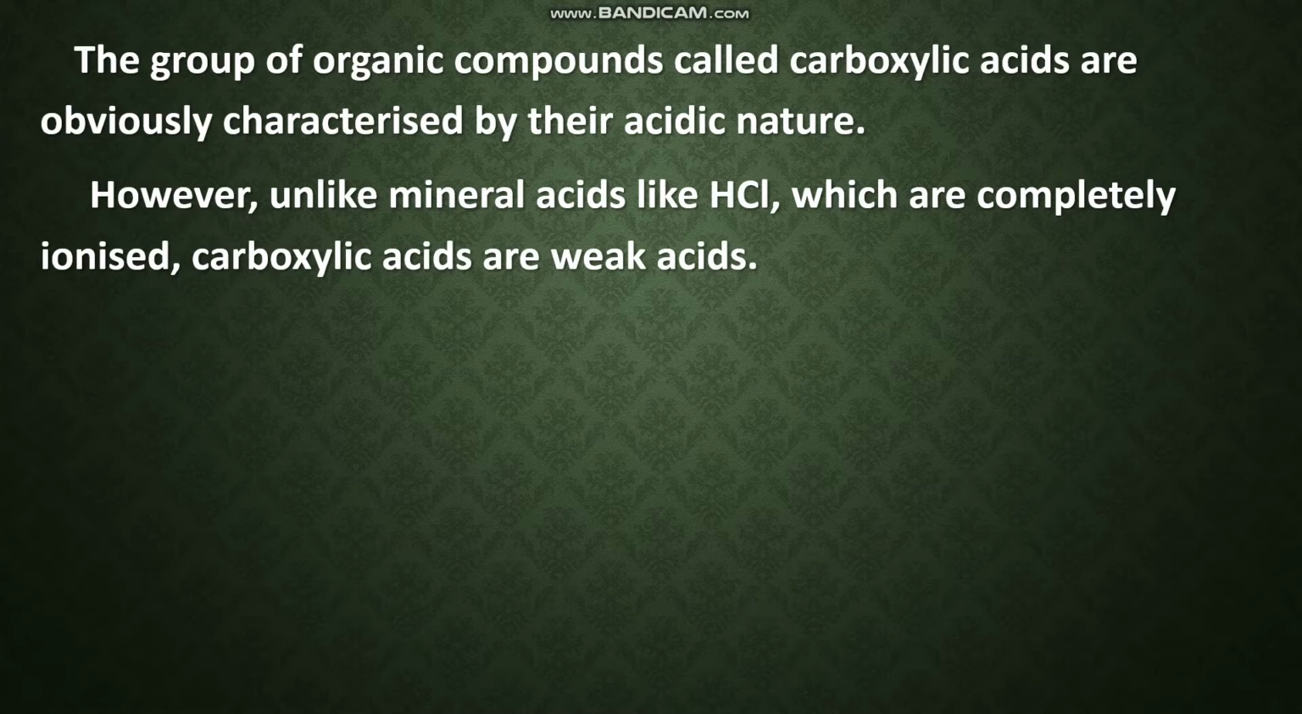The group of organic compounds called carboxylic acids, as the name indicates, have an acidic nature. But they are weak acids compared to the mineral acids. What are the mineral acids? Hydrochloric acid, sulfuric acid, nitric acid, all these are mineral acids. They are strong acids. Compared to them, these organic acids are weak acids.